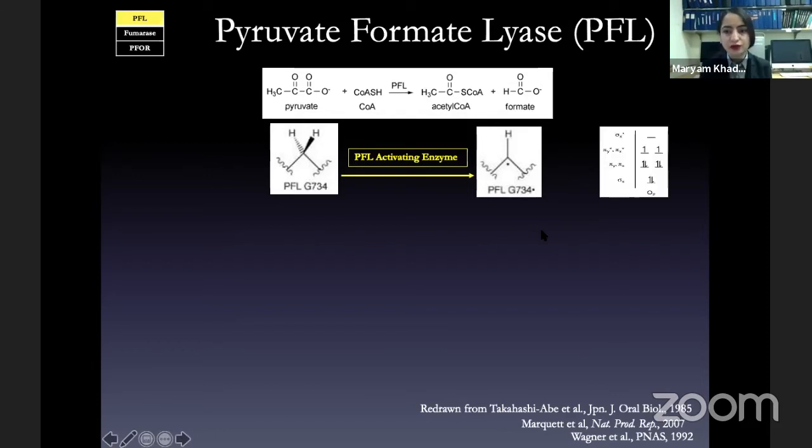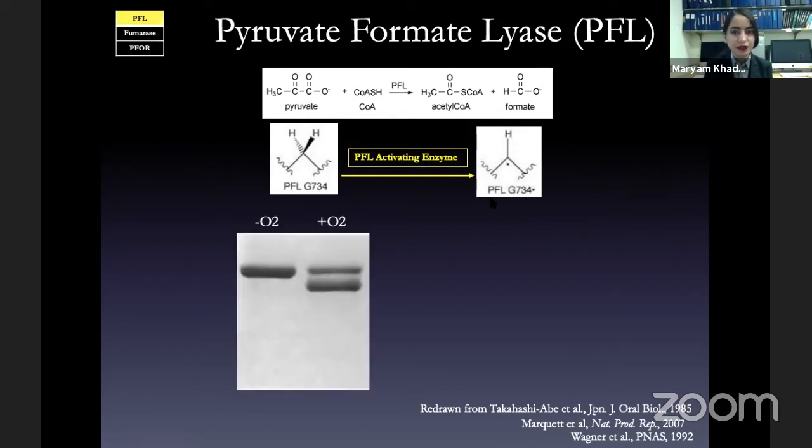Now, if you remember, I told you that oxygen is a radical. It's a biradical. Okay? Radicals and radicals, when you put them together, bad things happen. And here, what happens is that the radical oxygen would come react with this glycyl radical that is here. That would ultimately result in the polypeptide chain breaking in half at the point where this glycyl radical is present. And this can be seen beautifully here.